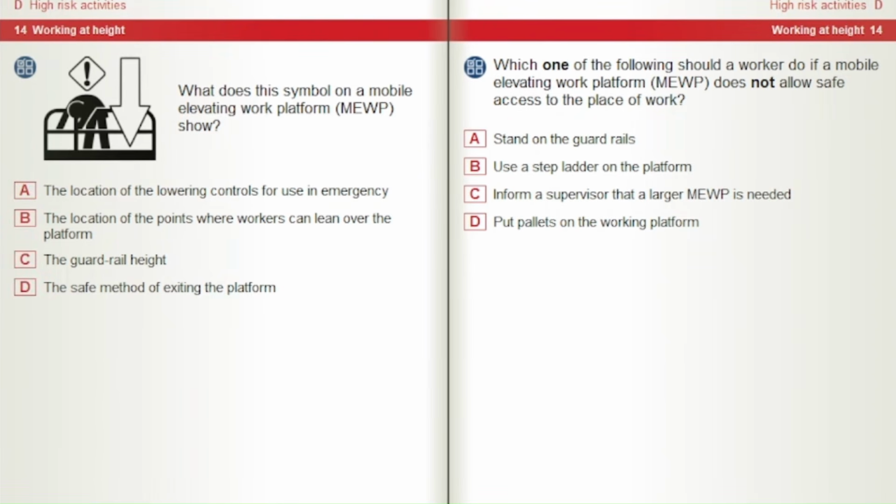Which one of the following should a worker do if a mobile elevating work platform, MEWP, does not allow safe access to the place of work? Stand on the guardrails. Use a step ladder on the platform. Inform a supervisor that a larger MEWP is needed. Put pallets on the working platform.